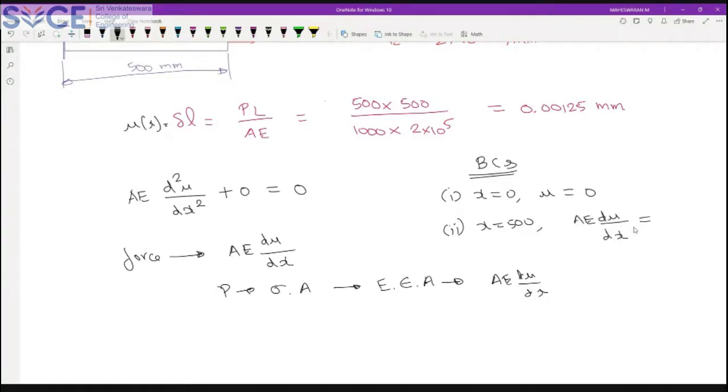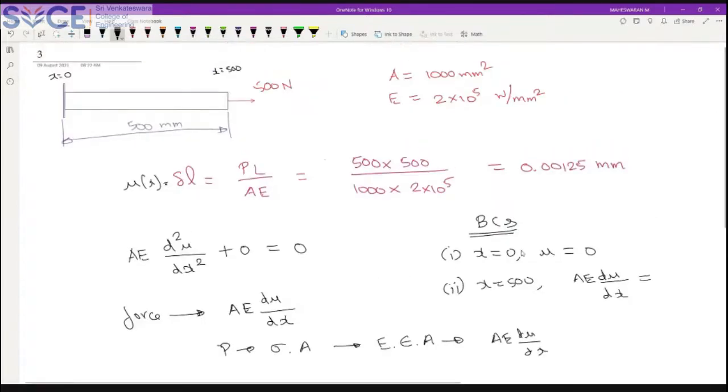AE du by dx is not equal to 0, but I have a value. So what is my force? My force is 500 Newton. So AE du by dx is 500 Newton. Okay, this is my boundary condition.